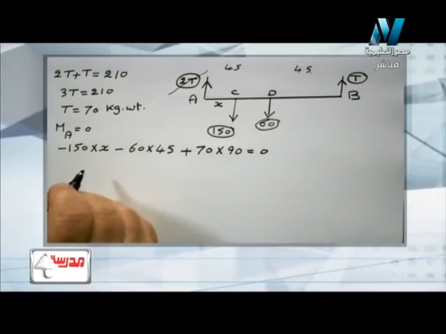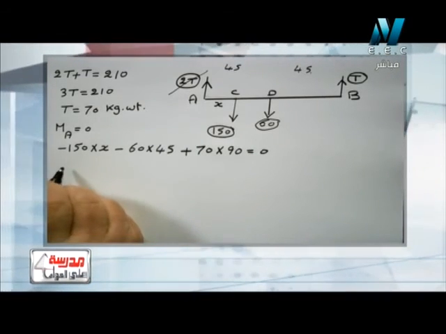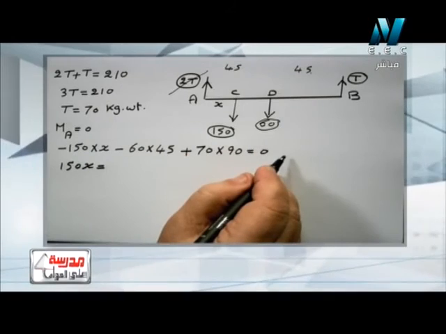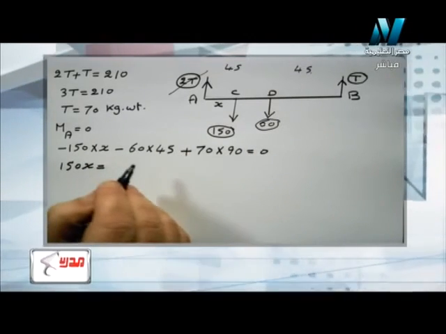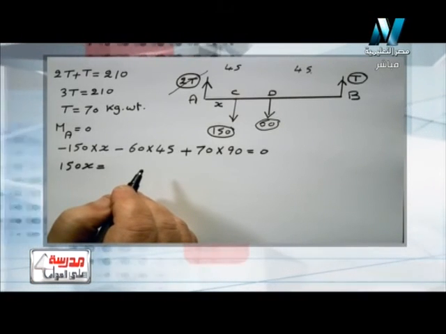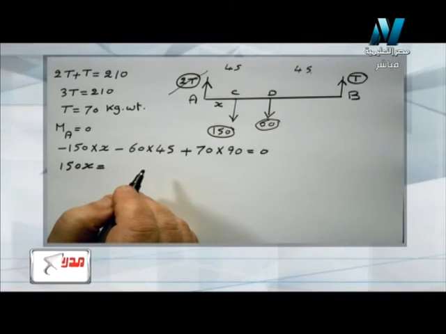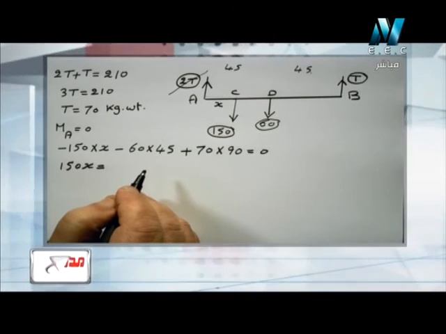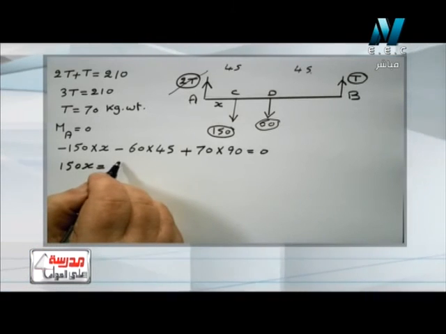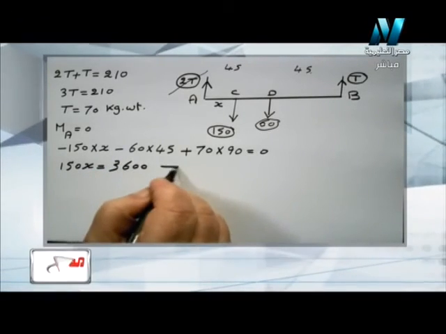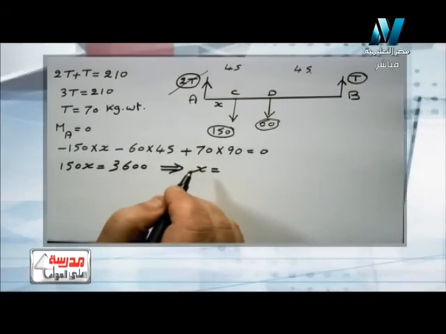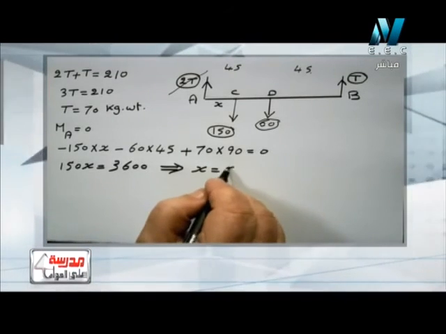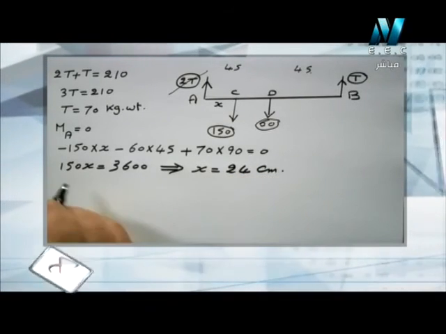نقدر بقى نحسب الاكس. يبقى عندنا 150 اكس ايكوال، هنا دول دي هتروح هناك بالنيجاتيف بوزيتيف ودول هيبقوا زي ما هما، يبقى نيجاتيف 60 multiply 45 plus 70 by 90 يبقى يطلع equal 3600. يبقى x عندنا equal 3600 divided 150 يبقى equal 24 سنتيمتر.